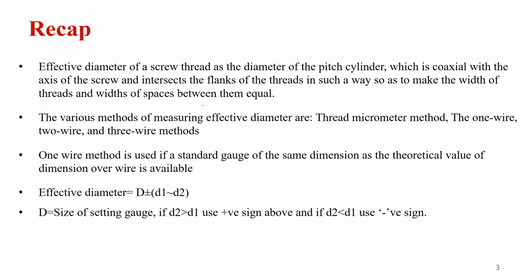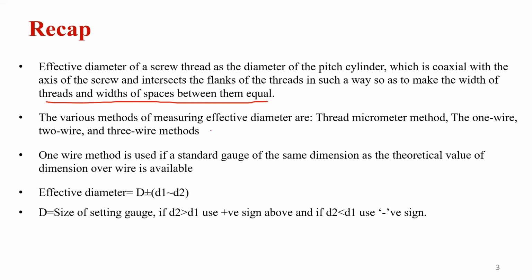So in lecture 3, we discussed the effective diameter measurement of the screw thread. So we understood what is effective diameter. It is the diameter of an imaginary cylinder that passes through the pitch line of the screw thread. In that case, the width of the threads and the width of the spaces between the screw thread is equal.